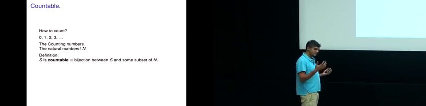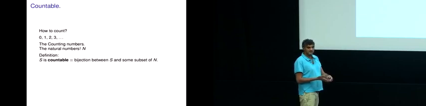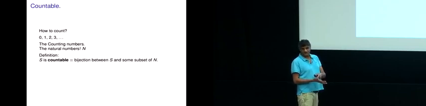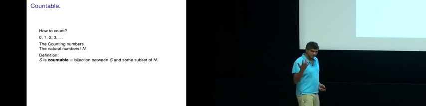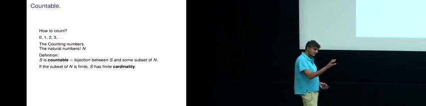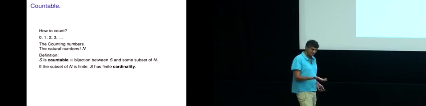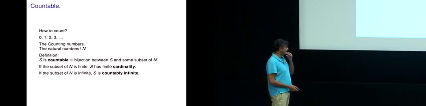You have a bijection between your set and a subset of N. My fingers are countable, because for each finger I can assign this guy 0, this guy 1, this guy 2, this guy 3, and this one 4. Therefore, the number of fingers is countable. If the subset is finite like that, then it has finite cardinality. In this case, the cardinality is 5. If the subset of N is infinite, S is called countably infinite. This is just terminology we're going to use.